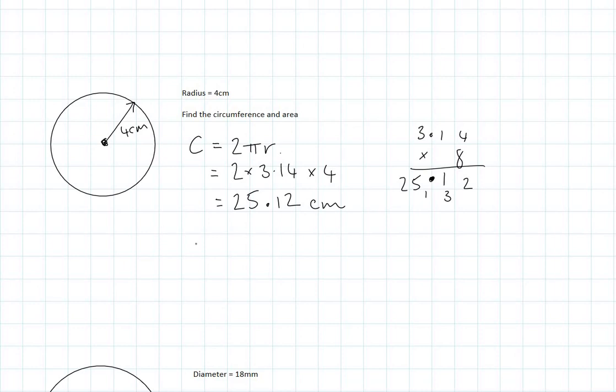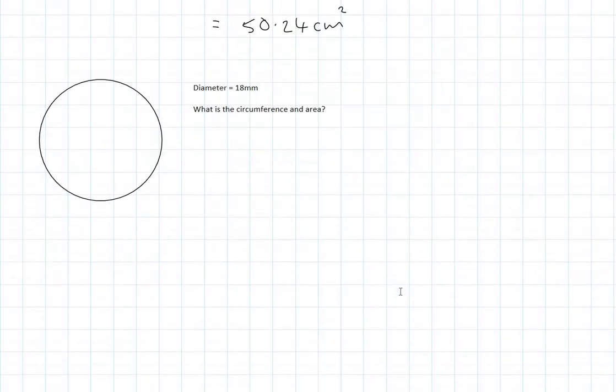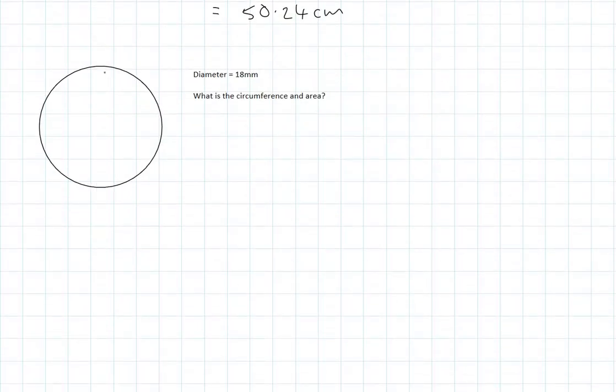And for the area, it's pi r squared is my formula. So into my calculator, I would put 3.14, or the pi button if you're an accurate individual, times 4 squared, 4 times 4. And let me tell you that's 50.24. And that's an area, so I need my squared units for area. Easy peasy.